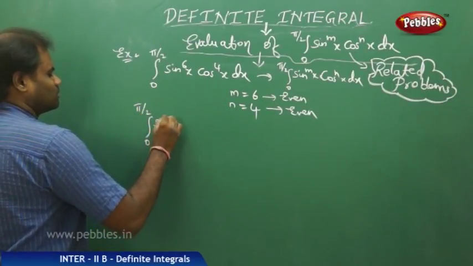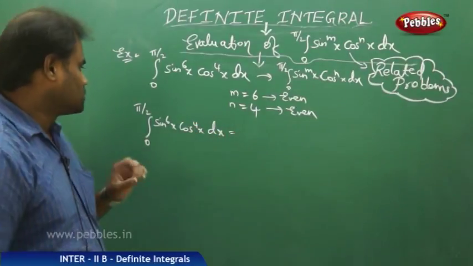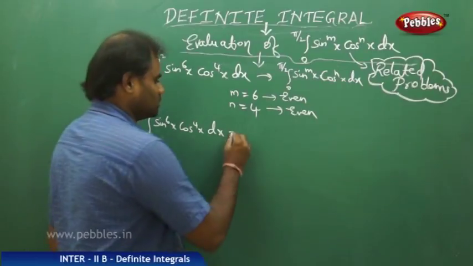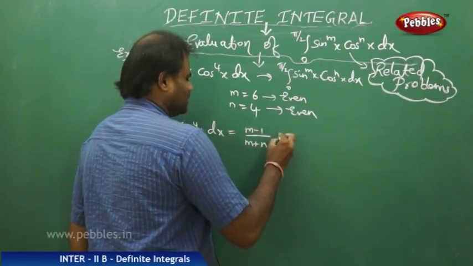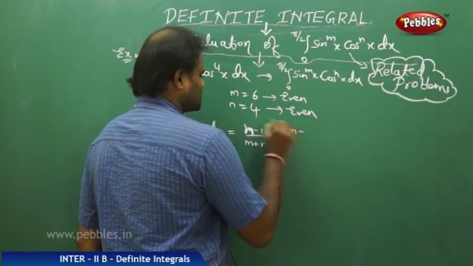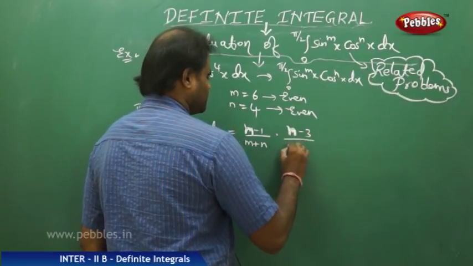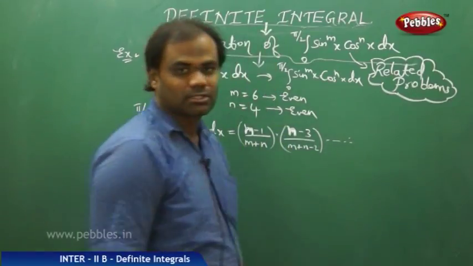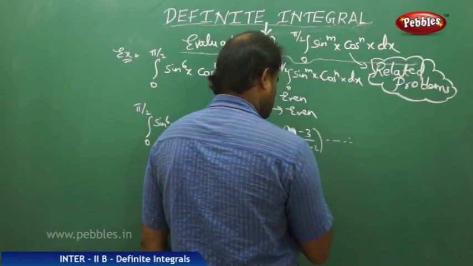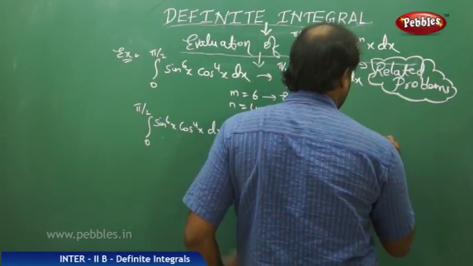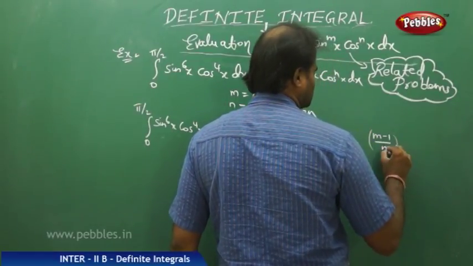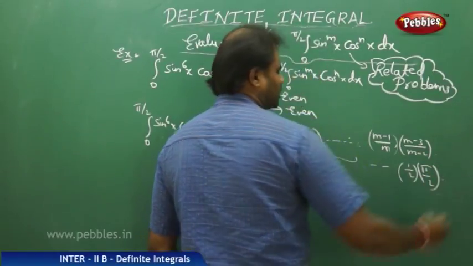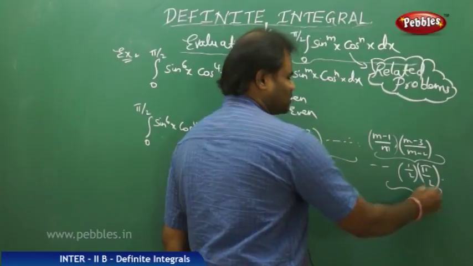So in order to evaluate integral 0 to pi by 2 sine power 6x cos power 4x dx with each of the even cases, then I have this with the formula n minus 1 by m plus n, n minus 3 by m plus n minus 2, and so on and so forth till the last term which I get, and then taking the next pair starting with m even, I get m minus 1 by m and m minus 3 by m minus 2, so on and so forth till 1 by 2 and pi by 2 is what we get for the second set of numbers.